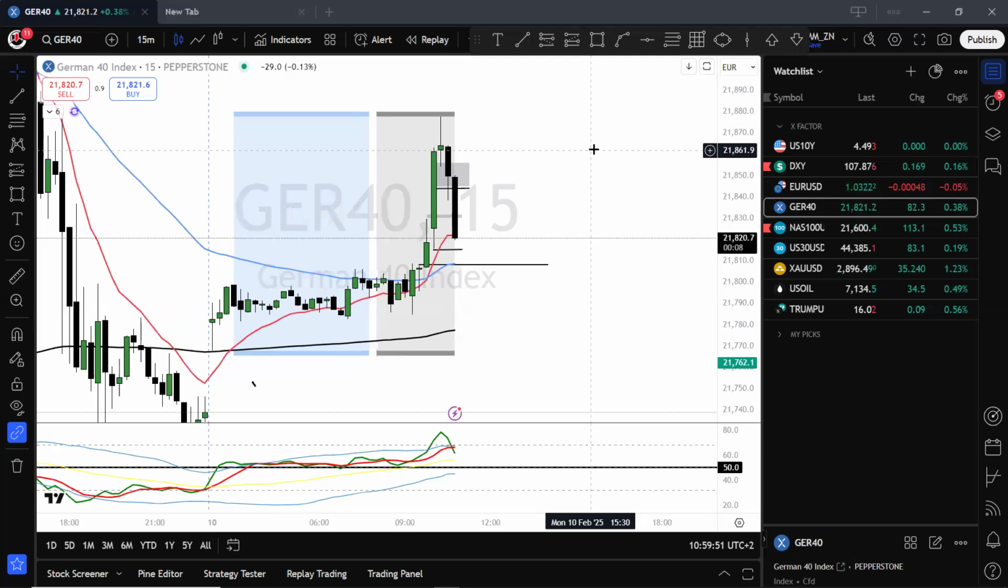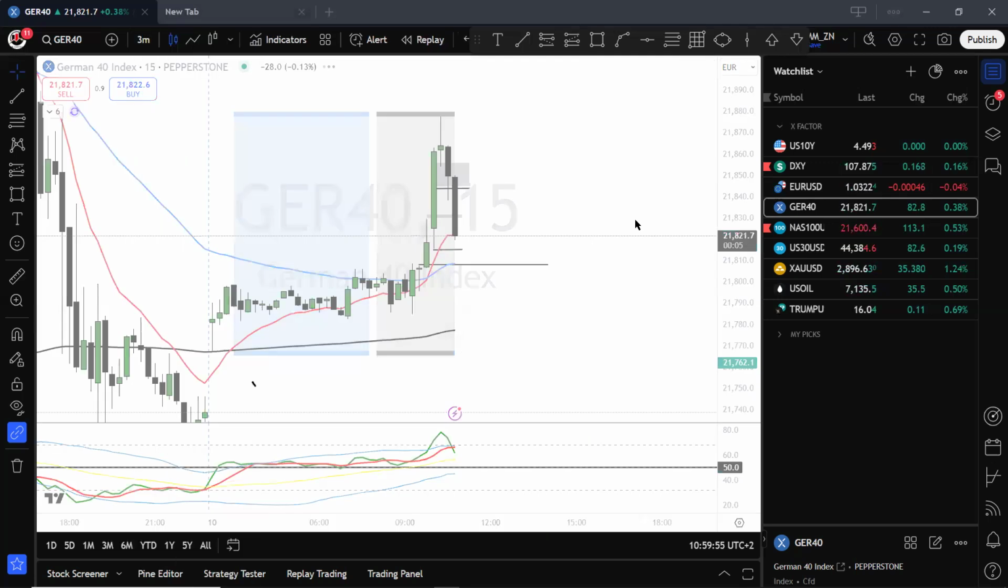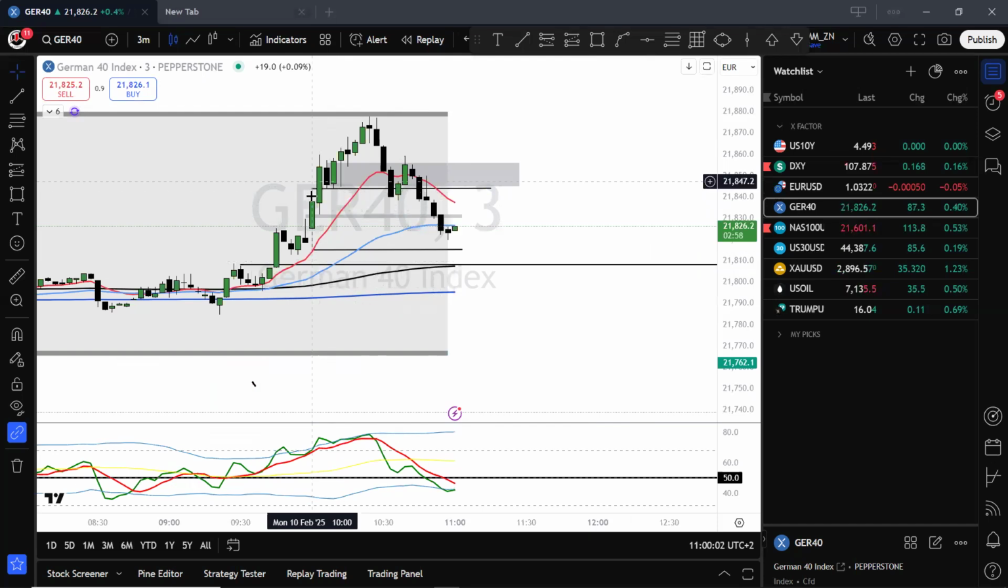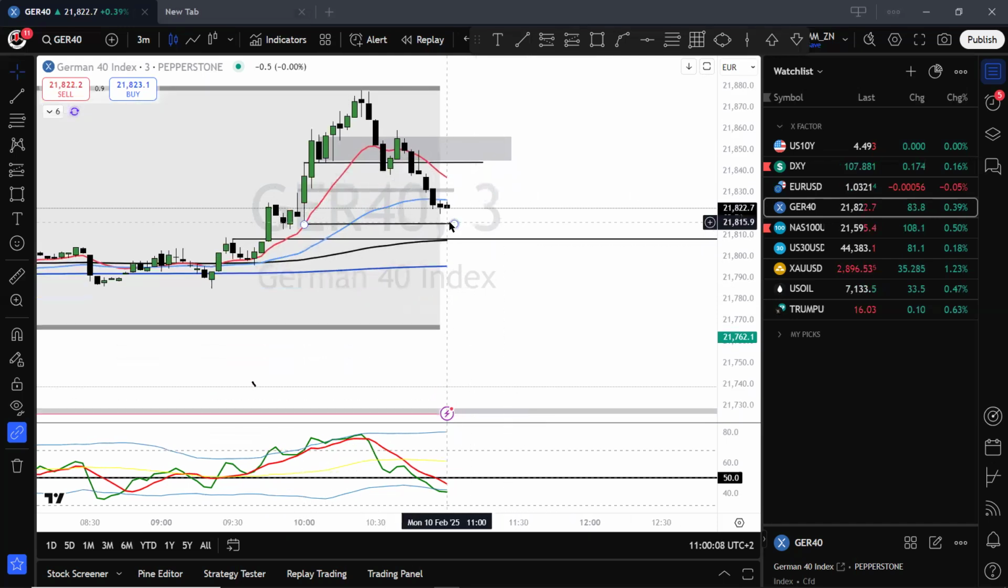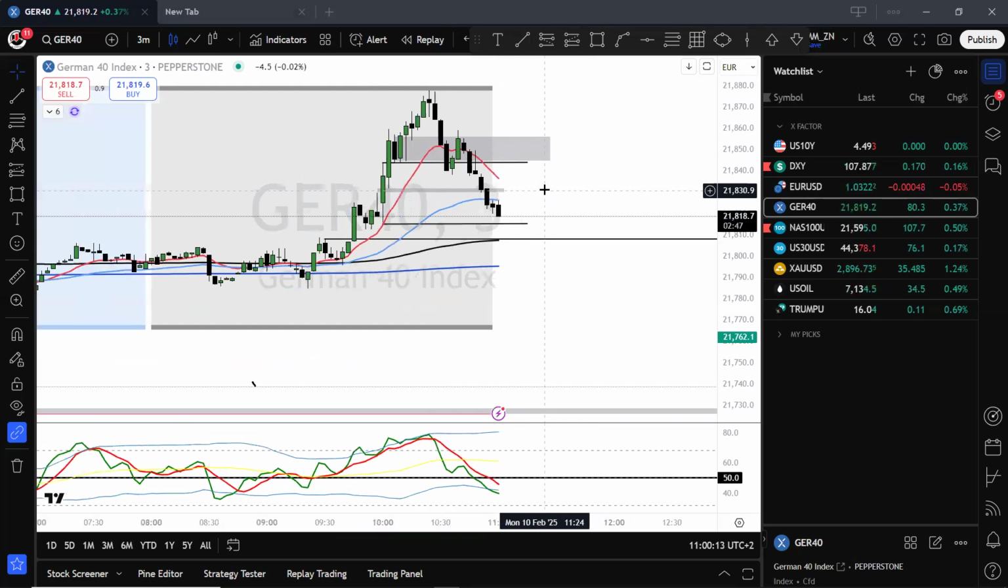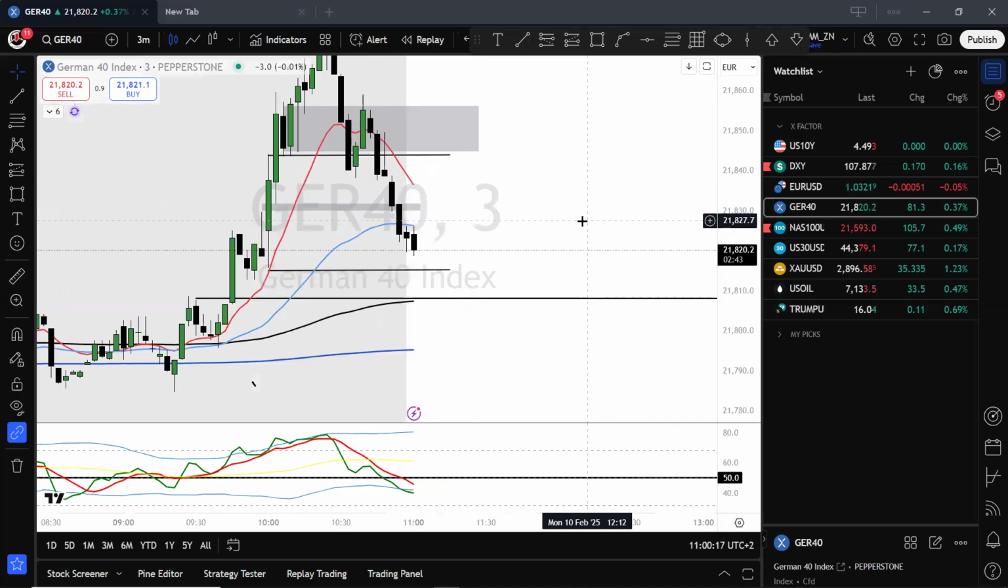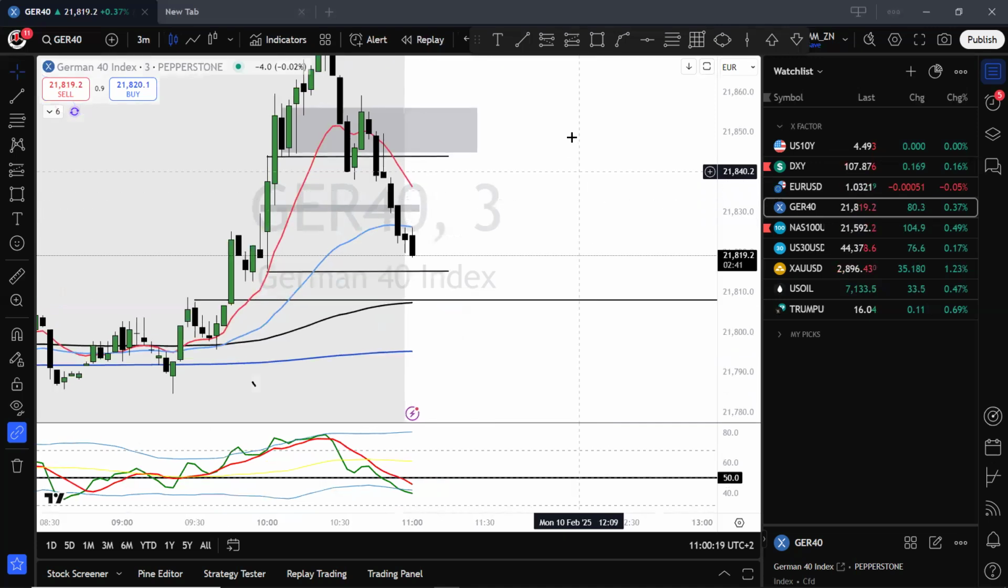So currently we've also broken that imbalance which we had on the 3 minutes right here in between our opening, our London open candle, which is these two black lines here. So again, these markings just give you a clue of where the dealer actually wants to take the price. So let's see what happens here. Let's see what happens.